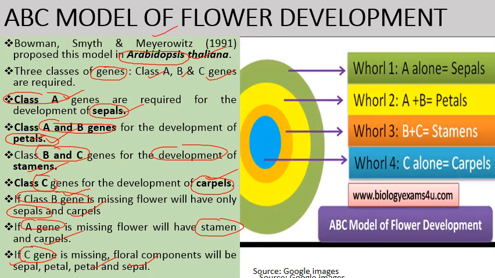So this is a diagram which shows this ABC model of flower development. This is whorl 1, that is sepals. The sepals are made by class A gene alone. Then next comes whorl 2, which is made by a combination of both A and B class of genes, which forms petals. And whorl 3, that is of stamens, is made by the class B and C genes. Then the final one is whorl number 4, which consists of carpels. It is formed by the class C gene alone. If any of these genes are missing, it will affect the floral part development. So this is all about the ABC model of flower development.